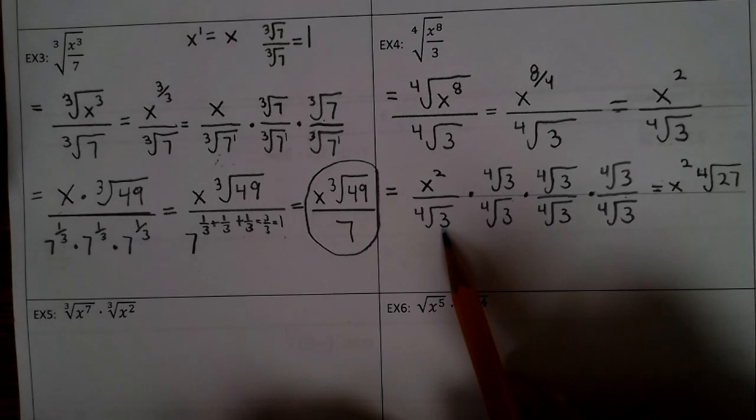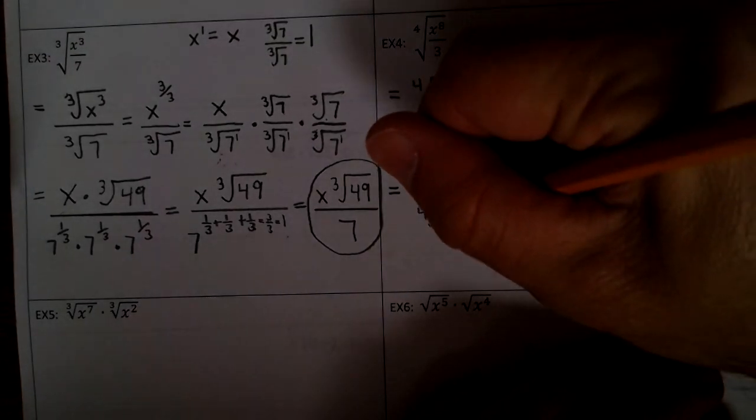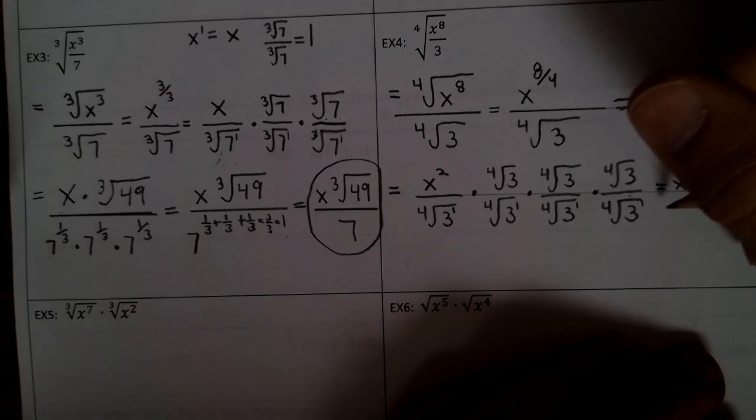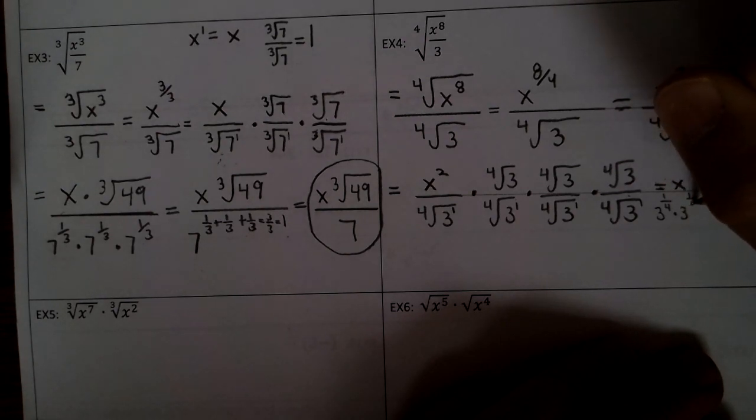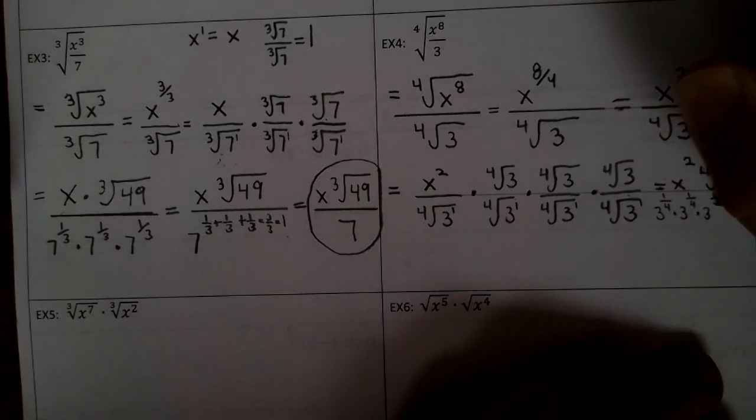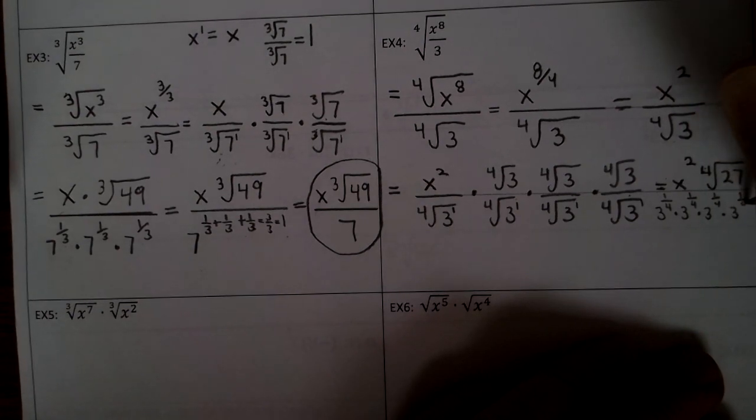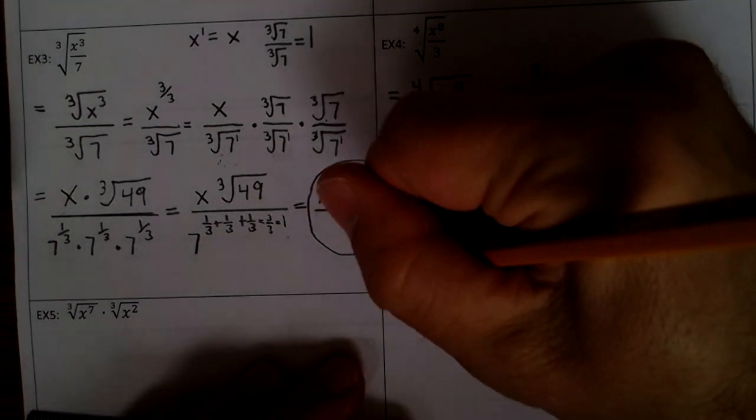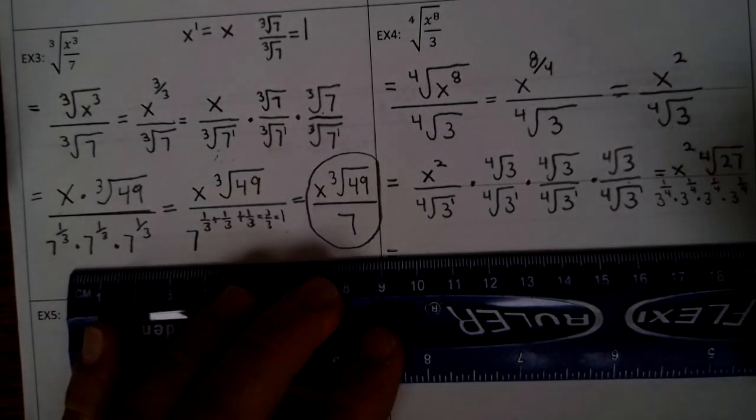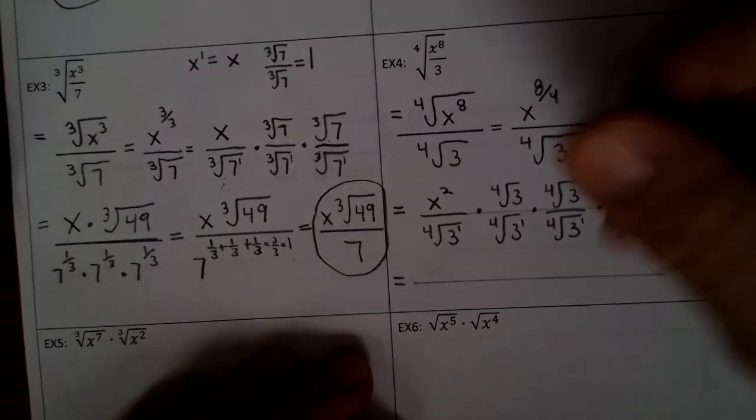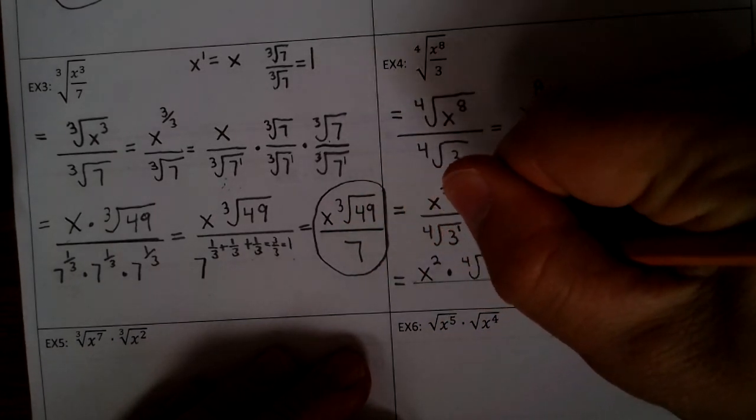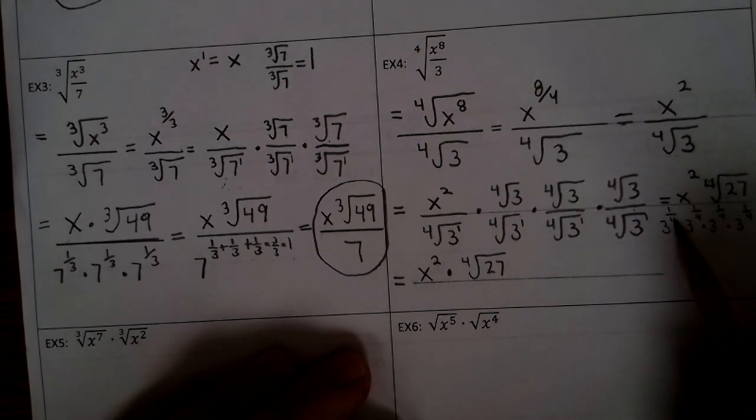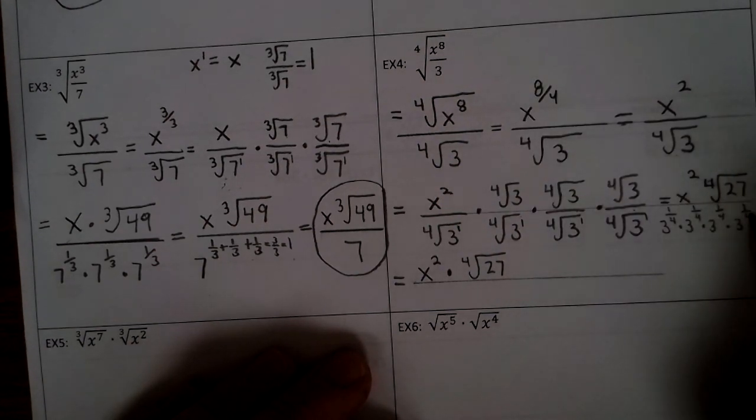So we can write this as 3 to the 1/4 power times 3 to the 1/4 power times 3 to the 1/4 power times 3 to the 1/4 power. So that equals x squared times the 4th root of 27. Now that's 1/4, 2/4, 3/4, 4/4, which equals 1. So that'd be 3 to the 1st power, and you're done.